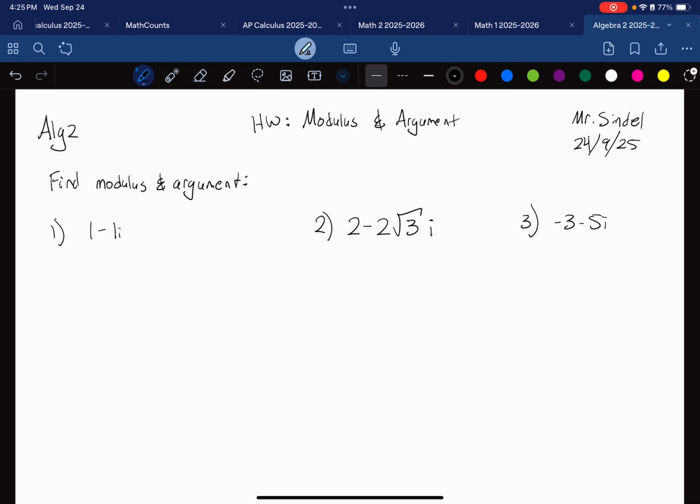This is Algebra 2. We're doing homework for modulus and argument. Again, the instructions: find the modulus, find the argument. Again, the modulus is a very fancy word for how long you are into the shadow dimension. And the argument is, again, what angle are you turning through the shadow dimension?